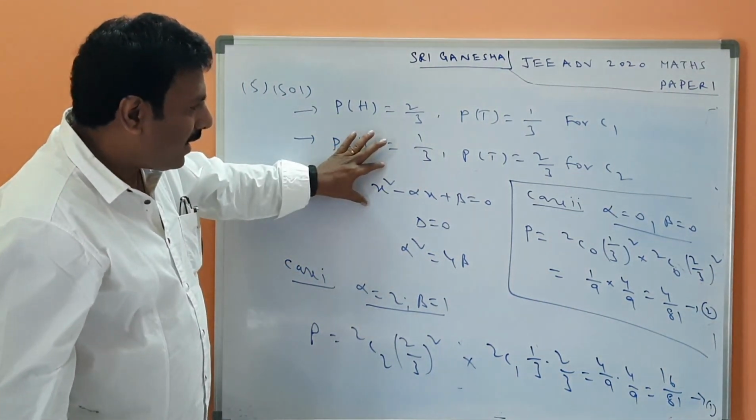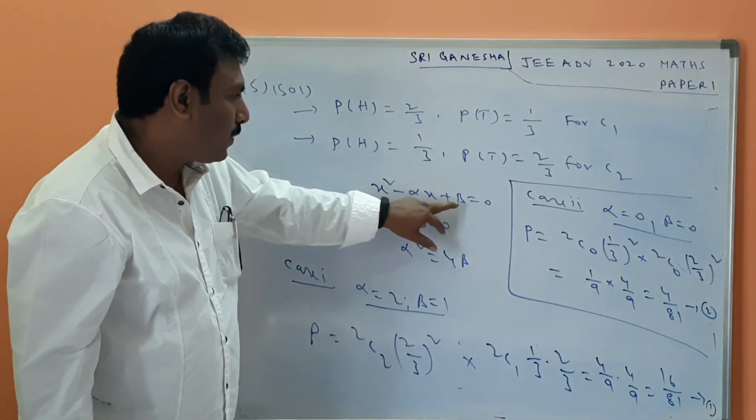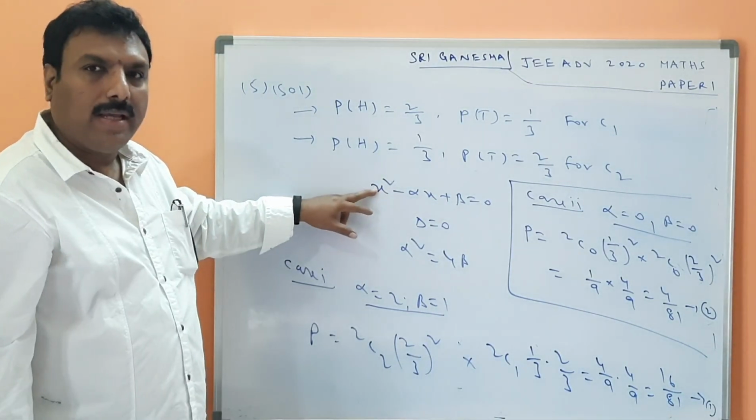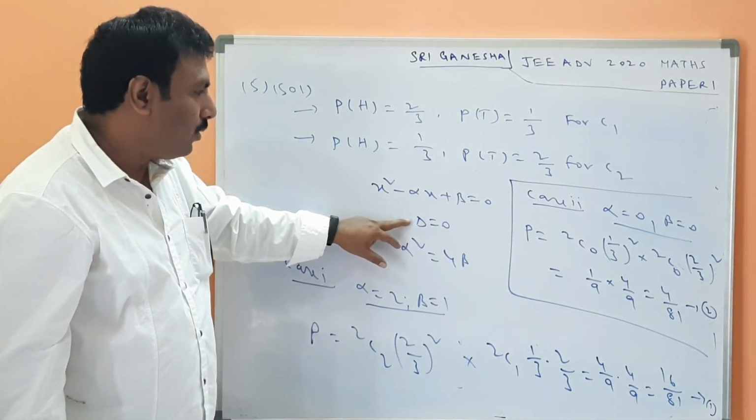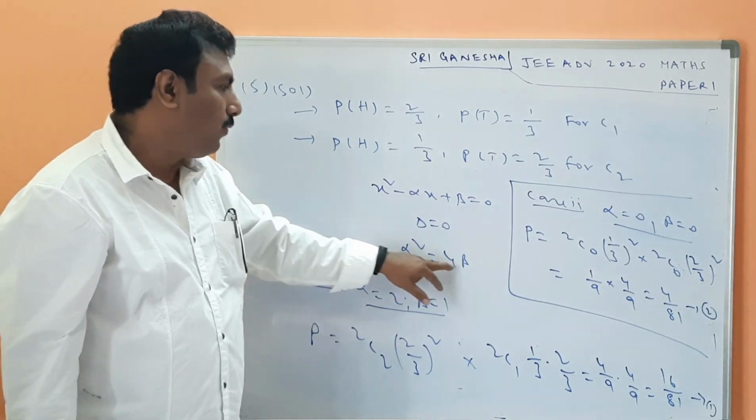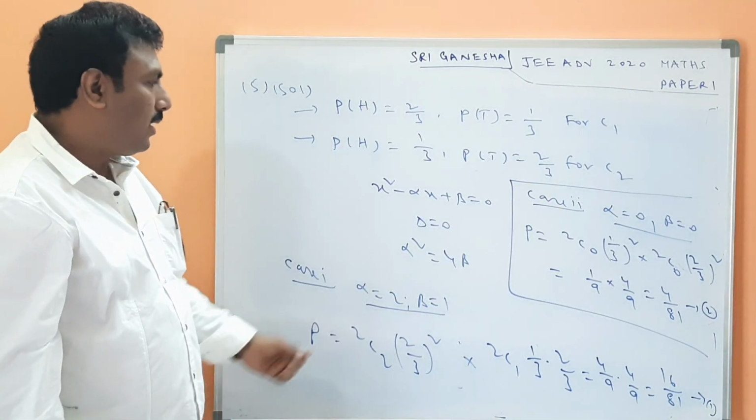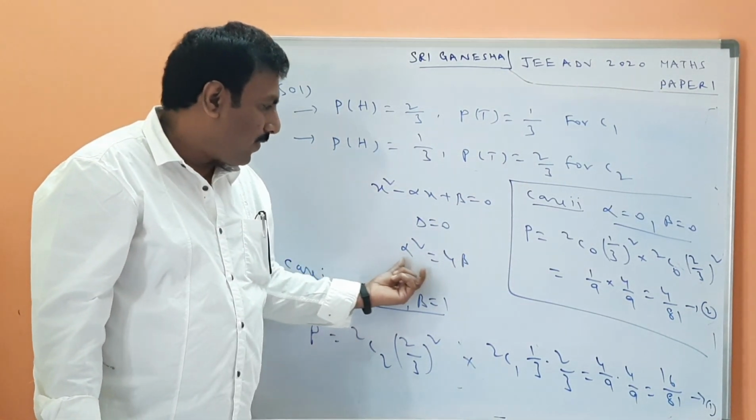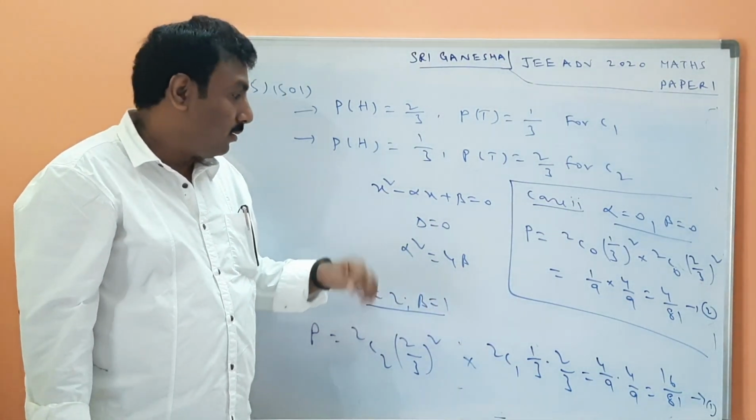And also given that the quadratic polynomial x square minus alpha x plus beta equal to 0 has real and equal roots, so delta equal to 0, we are getting alpha square equal to 4 beta. So you have to find the probability to satisfy this condition.